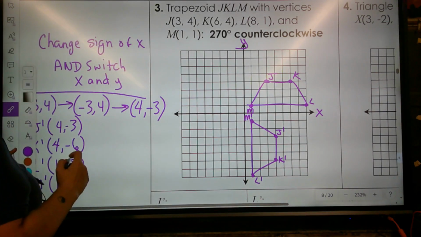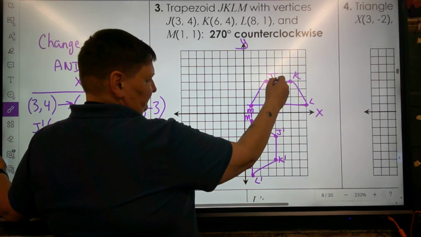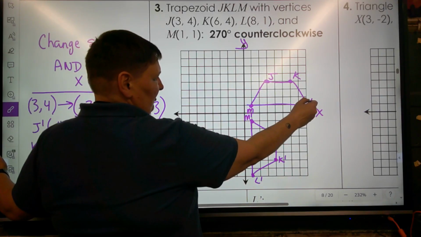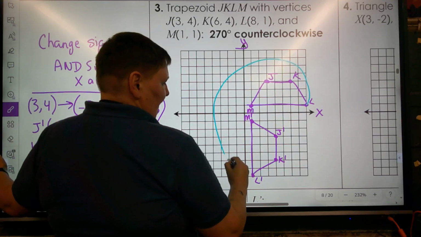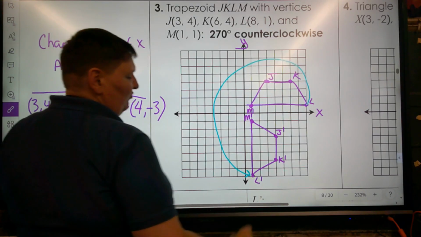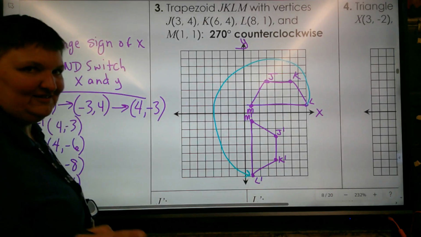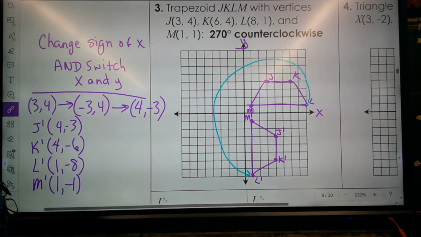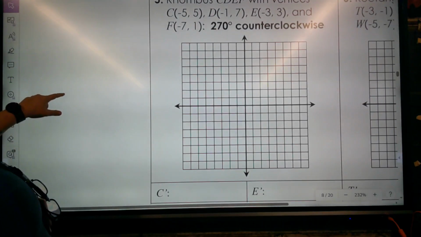And you can see visually, pick a letter and go from L to L prime. More than a half circle, so 270 degrees is what we did. Back to video. All right. That was 270 degrees counterclockwise.